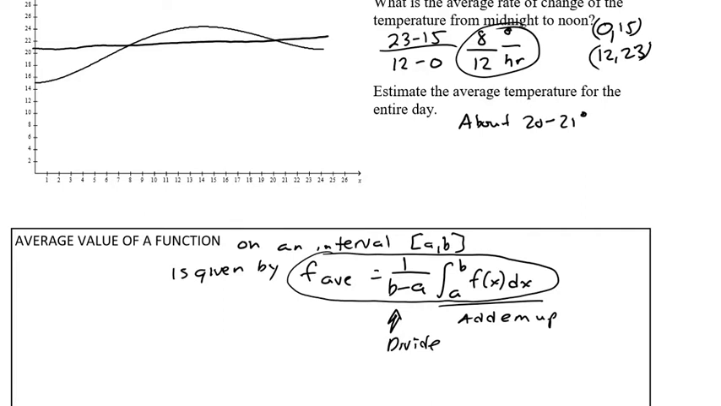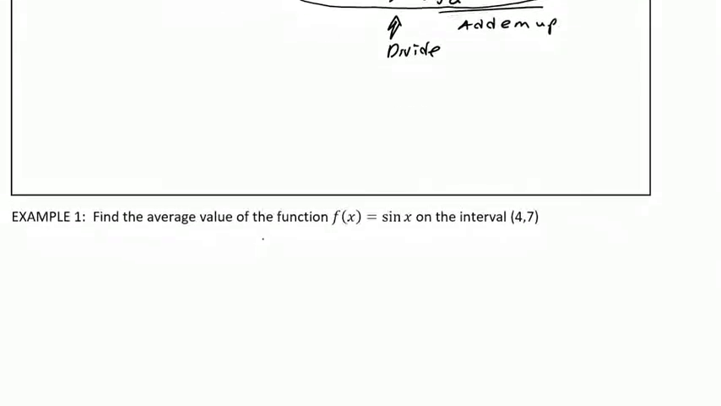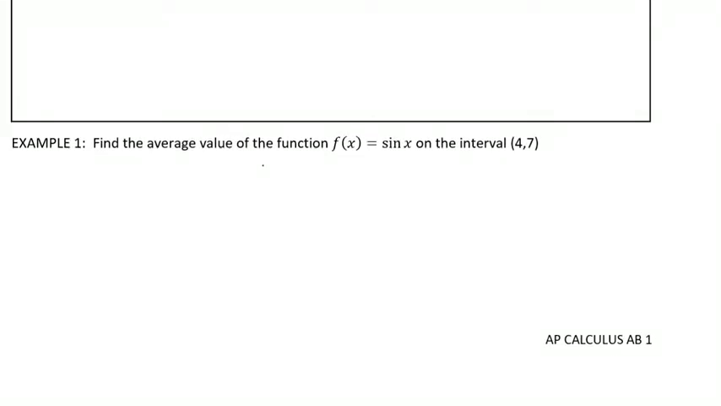So let's look at an example of how we would use that. Find the average value of the function f of x equals sine of x on the interval 4 to 7. The average would equal 1 over 7 minus 4 times the integral from 4 to 7 of sine of x dx. We put that in our calculator and let our calculator do the work. That would be negative 0.469.